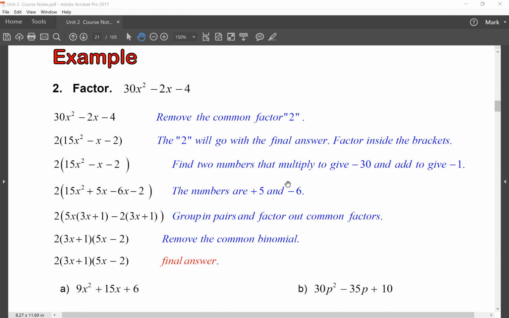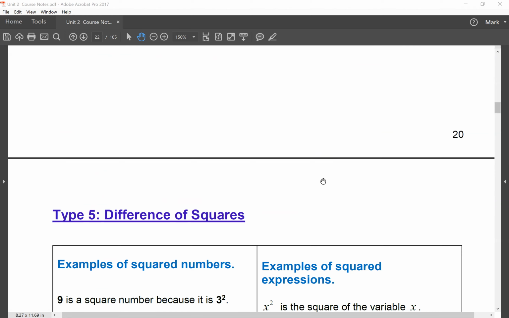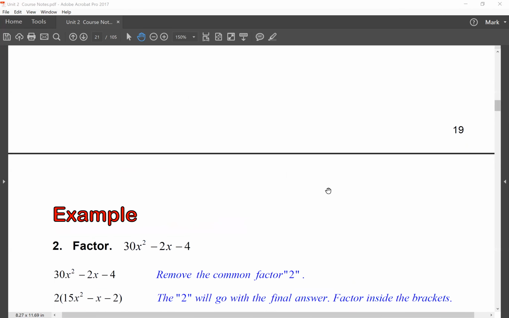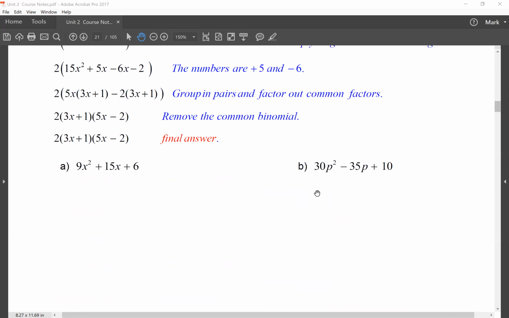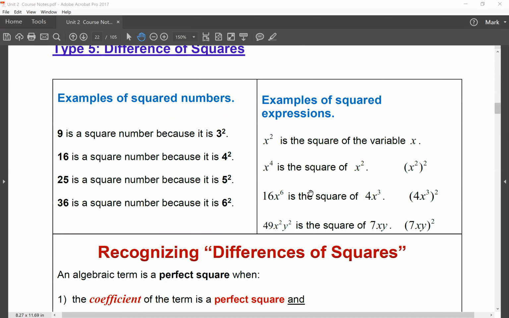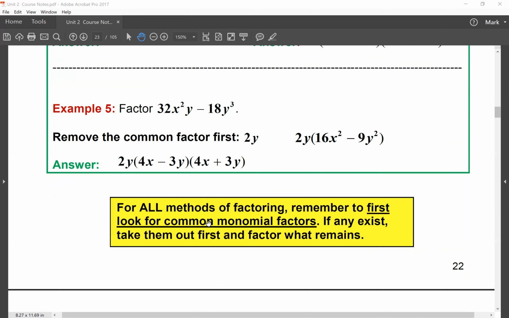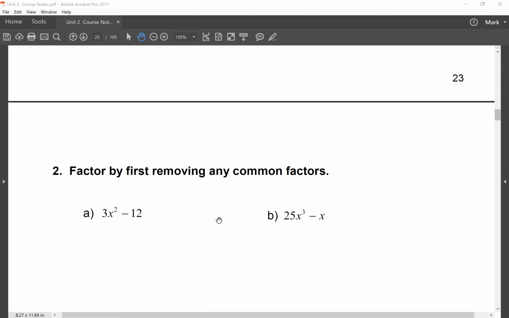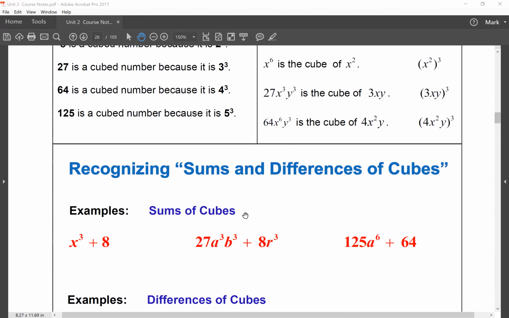All right. There is another practice example here, and just more practice problems. Again, it's up to you guys to practice some of these. I highly recommend practicing the questions on pages 19 and 20. So let's move on to another type of factoring. I think there's two more. There's difference of squares, and then there is sum and difference of cubes.